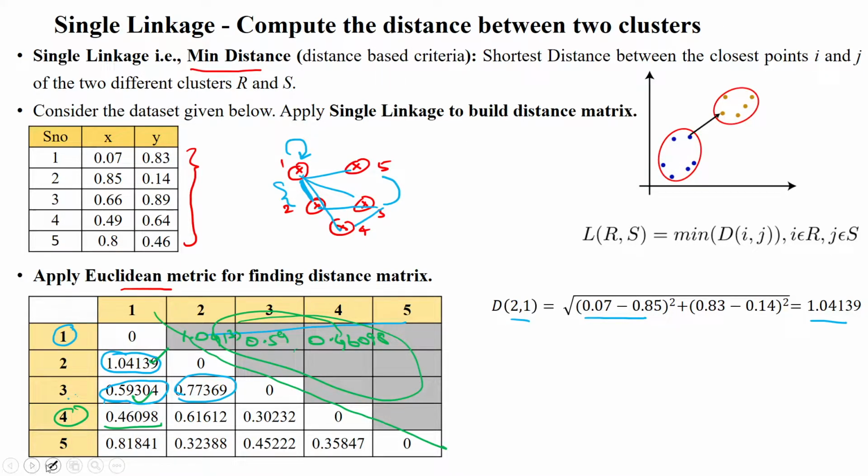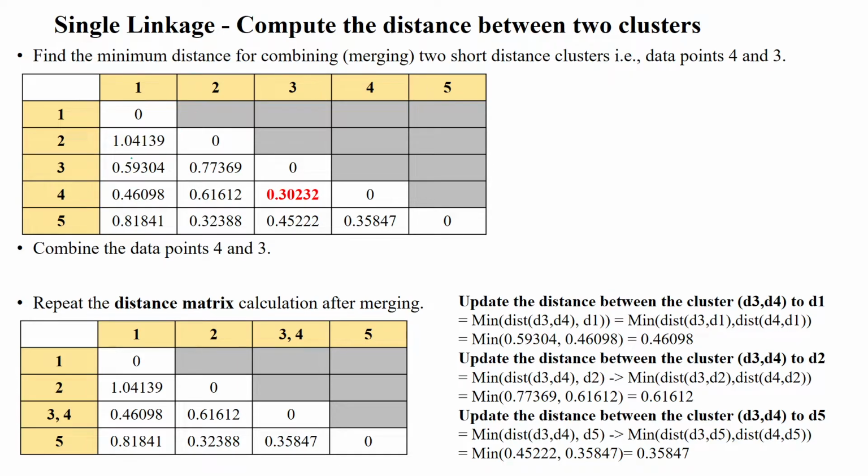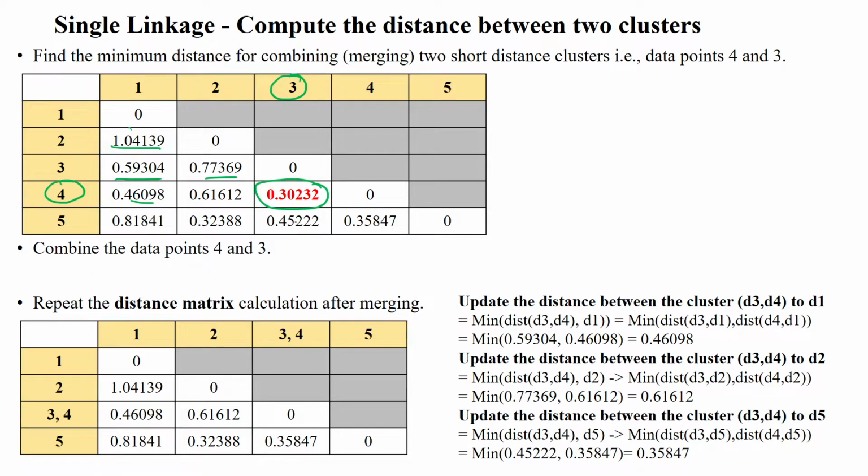After calculating the Euclidean distance between each and every data point, we have to observe which is the minimum distance value available. Taking all the values, 0.30232 is the minimum distance. So these two data points are close to each other, and you can make them into a single cluster. So we are combining data points 3 and 4.